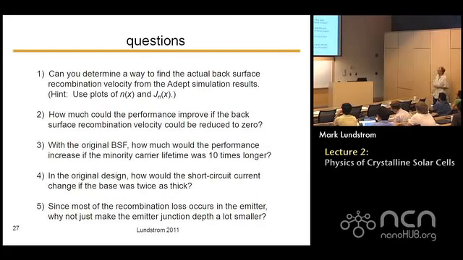So some questions you can think about. You could actually go into the simulation results and deduce what the actual surface recombination velocity is. You could think about doing things like putting heterojunctions in and reducing the surface recombination velocity at the back to essentially zero, so that no carriers can recombine at the back contact. You know, how much would that improve our efficiency?